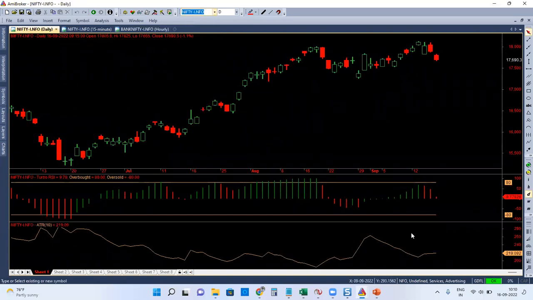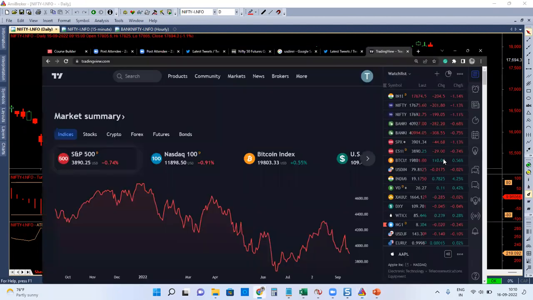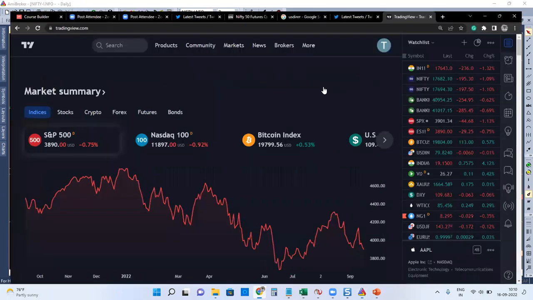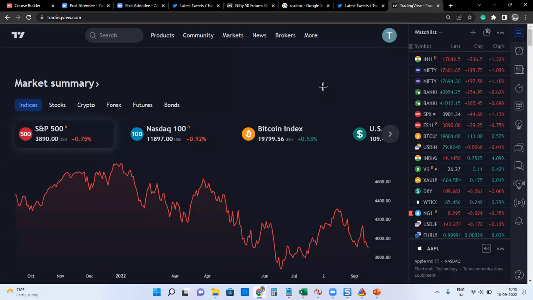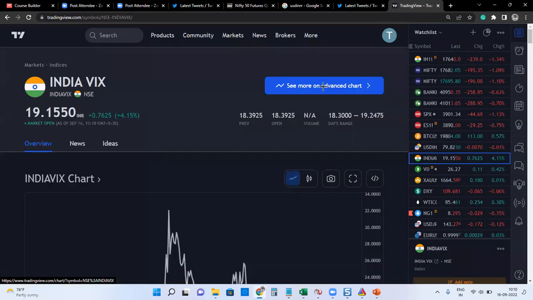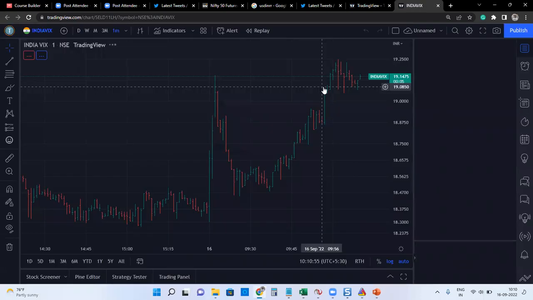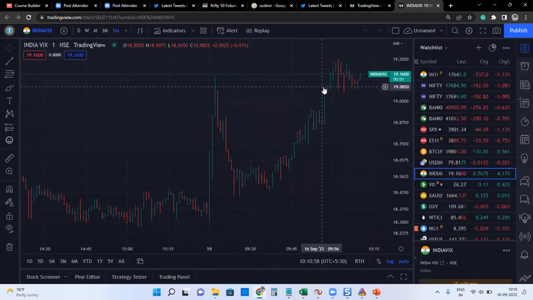Not much, but it is still increasing over the last couple of days. On the other side, VIX also has a little bit of improvement. Not much, but there is a reasonable amount of improvement in the last couple of days, like yesterday and some 4% today. If the volatility is increasing, then only the put sellers will go for a destruction.